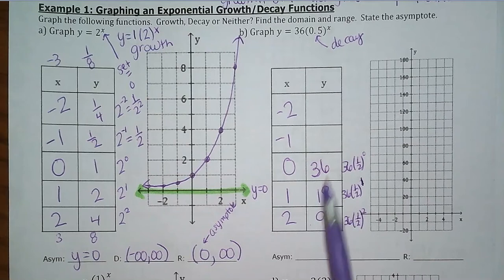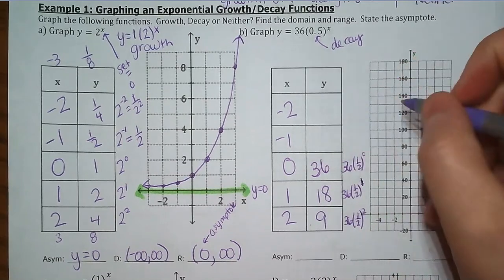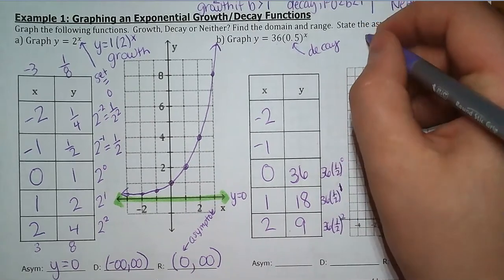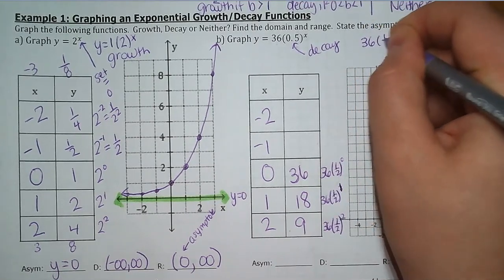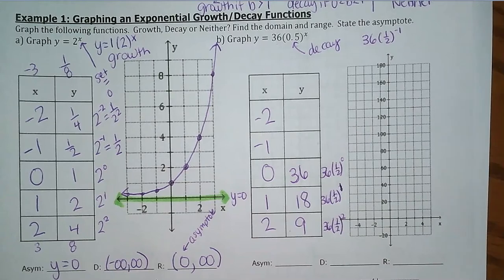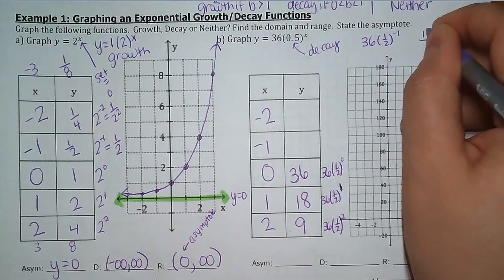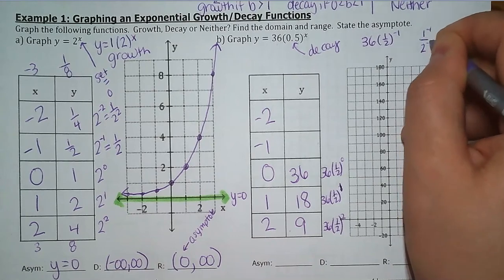Now, the negatives here are probably going to throw you off a little bit. And I wish I had given myself a little more space on here, but let me write this up here. So if I do 36 times 1/2 to the -1, if you guys remember those negative exponents, this would be 1 to the -1, 2 to the -1.